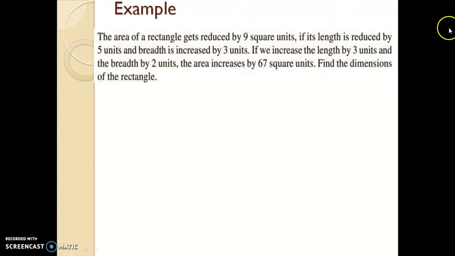Definitely there will be a change in the length and the breadth. The length is reduced by 5 units and breadth is increased by 3 units. In a similar way, the area increases by 67 square units, so definitely there will be a change in length and breadth. Length is increased by 3 units and breadth is also increased by 2 units. They are asking to find the dimensions, that is length and breadth. So look at the solution video now.